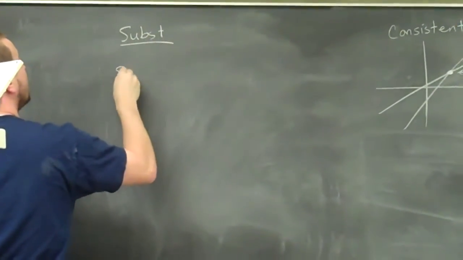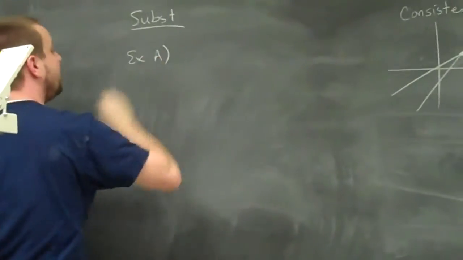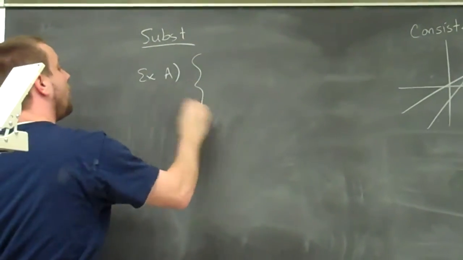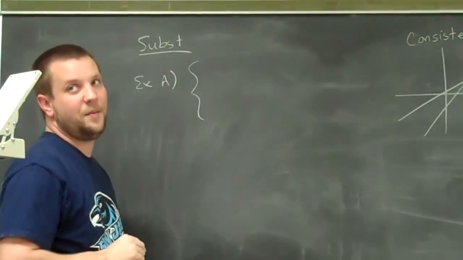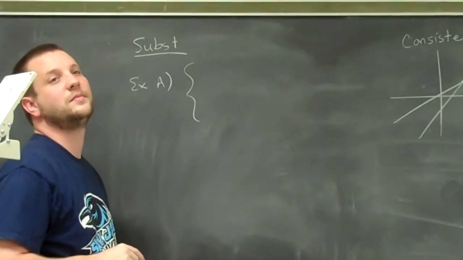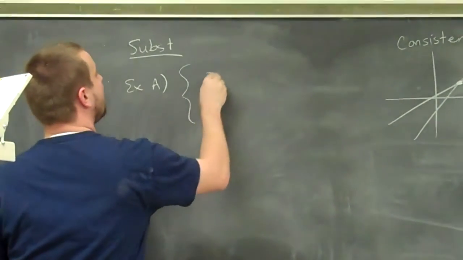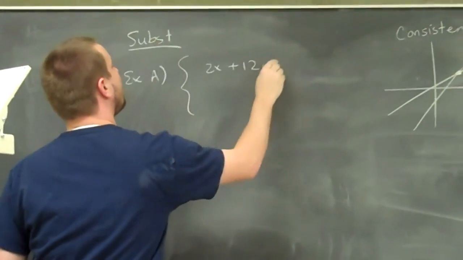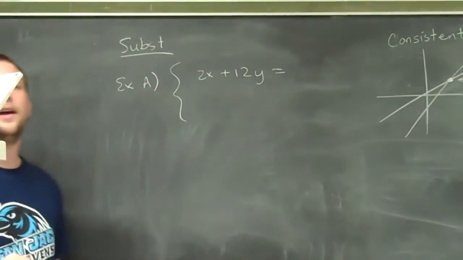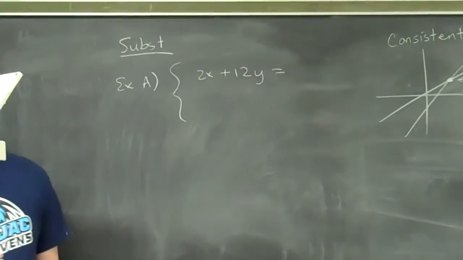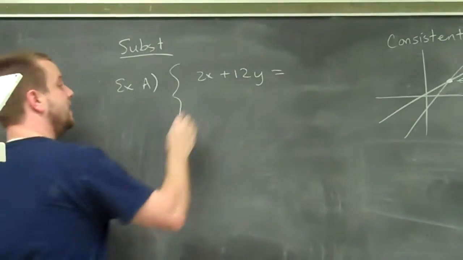Substitution. Example A. Pamela, when's your birthday? February 12th. Okie doke. And Allison, when's your birthday? August 18th.